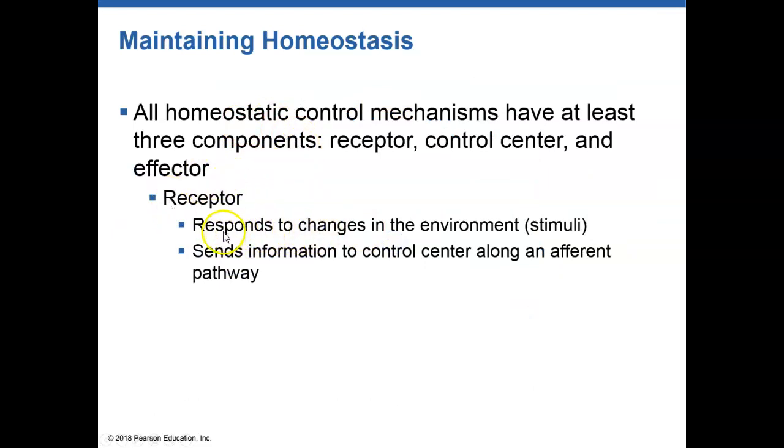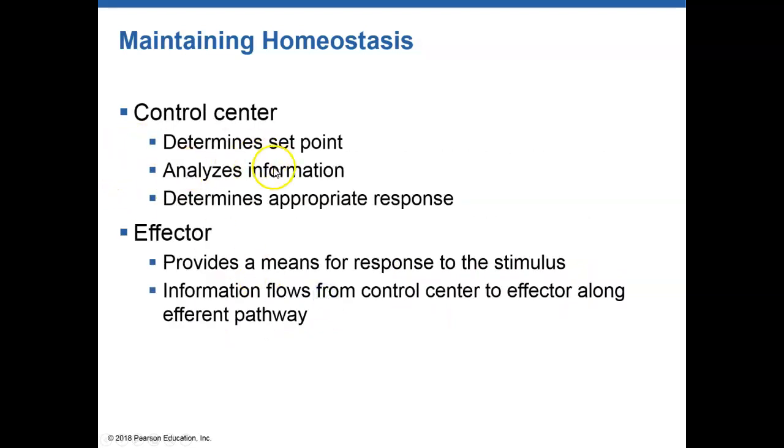So receptors take in stimuli and send that information to whatever control center we have. The control center then determines, okay, what's going on, where is that set point supposed to be, and decides what response should happen. The control center sends a signal out to the effector, which provides a response to that stimulus.